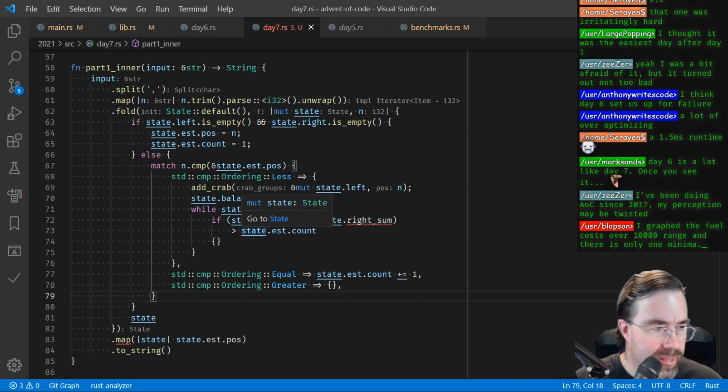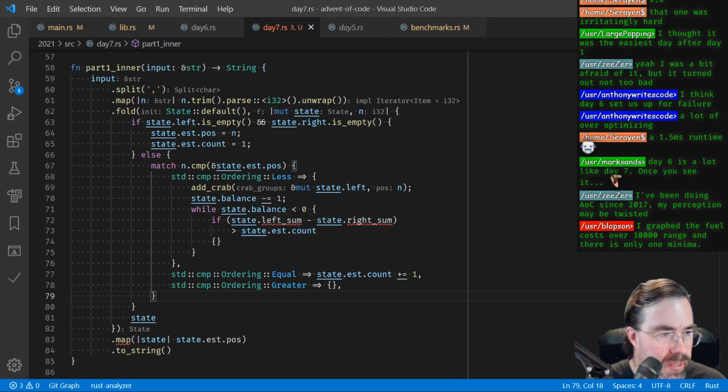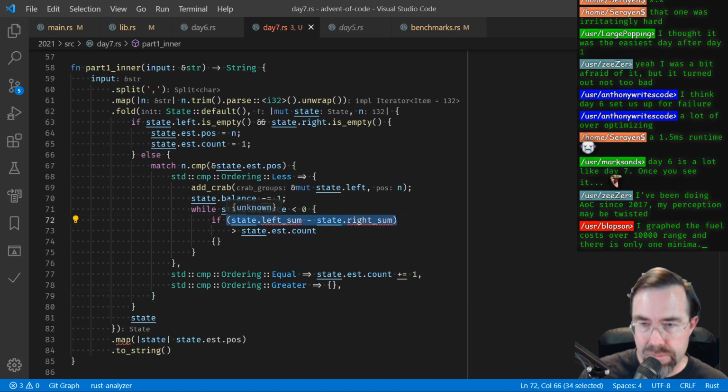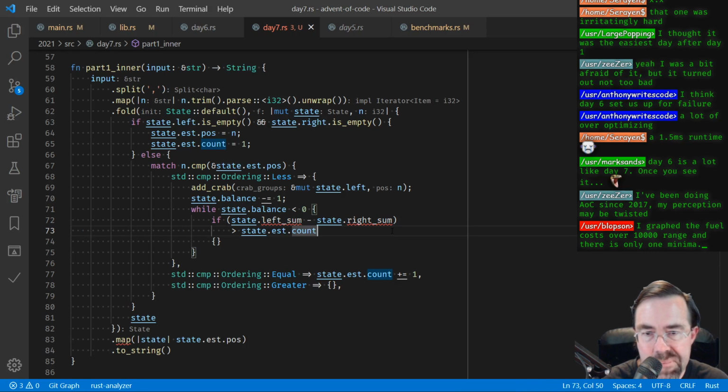You graph the fuel cost over 10,000 range, and there's the only one minima. Day 6 is not like day 7. Once you see it, oh, it's a lot like day 7. Is that a hint? You got a 1.5 millisecond runtime. Yeah, I had a feeling this would be a little bit more complex. A lot of over-optimizing. In day 6, yeah, we did a lot of over-optimizing, right? I did way too much optimizing for day 6. Gotta focus.